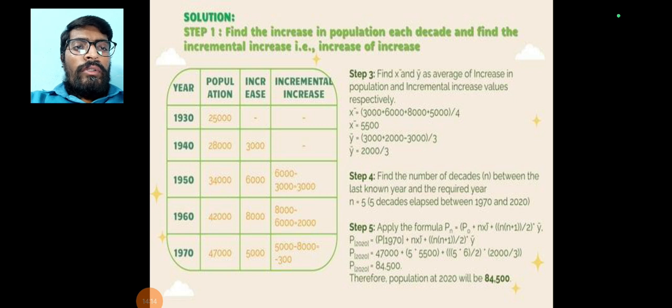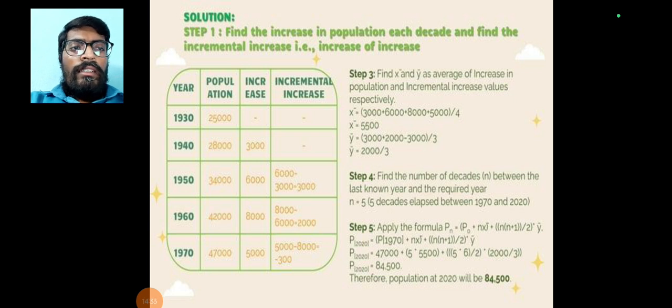I is equal to 3000 plus 6000 plus 8000 plus 5000 divided by 4. So that is equal to 5500, and R is equal to 3000 plus 2000 minus 3000 divided by 3. So R is equal to 2000 by 3.